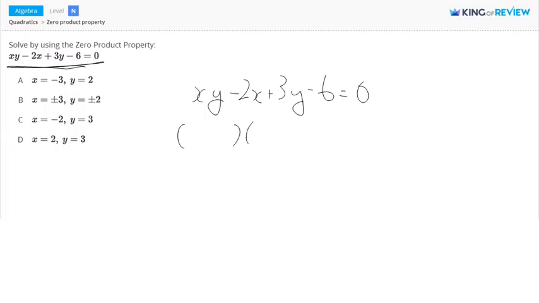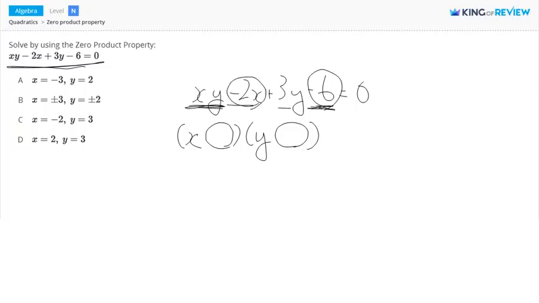Let's think about how we can factor this. Well, we have hints because this says xy. So that means that this value and that value have to be x and y. And also, we have to make a negative 6, and we have a negative 2 and a 3 in the middle, which means that here, we're going to have a negative 2 and a 3 so that we can make that negative 6. Well, we want to make a negative 2x, right?